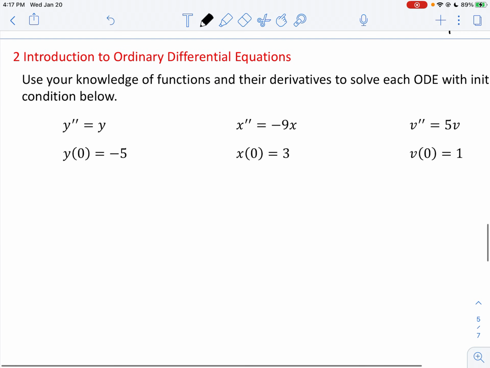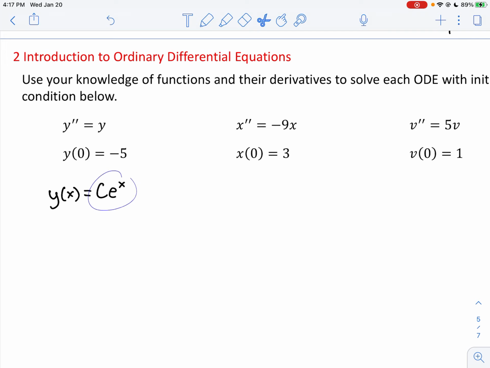Well, that's certainly true for e to the x, right? So if we were to say y of x is equal to e to the x, the second derivative would be the original. And to make it general, I could put a constant here. But we want y of 0 to be negative 5. Okay, let's plug in 0 for x.